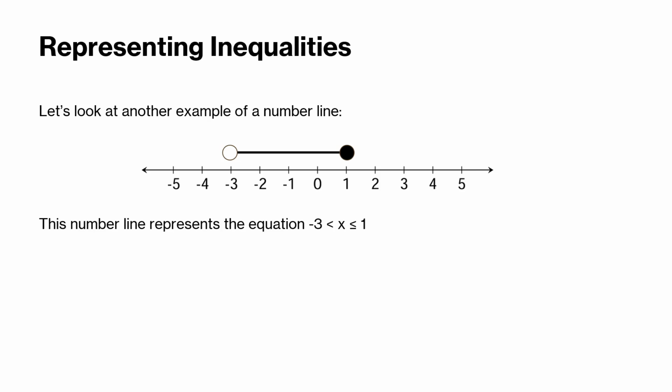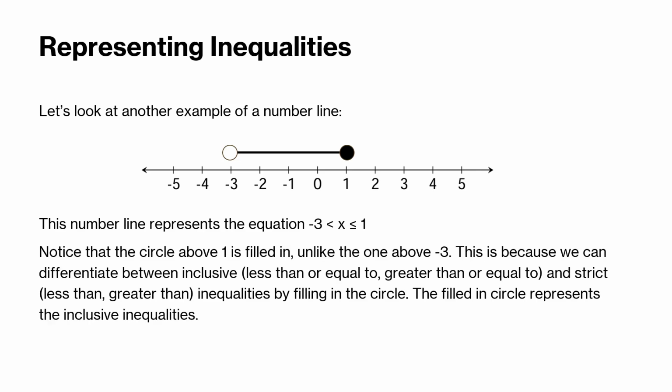Let's continue with another example. This line represents the inequality minus 3 is less than x, which is less than or equal to 1. Notice that the circle above the 1 is filled in, unlike the one above the negative 3. This is because we can differentiate between the inclusive and strict inequalities by filling in the circle. Inclusive ones are the less than or equal to and the greater than or equal to inequalities, and strict ones are the less than or greater than inequalities. The filled in circle represents the inclusive inequalities.